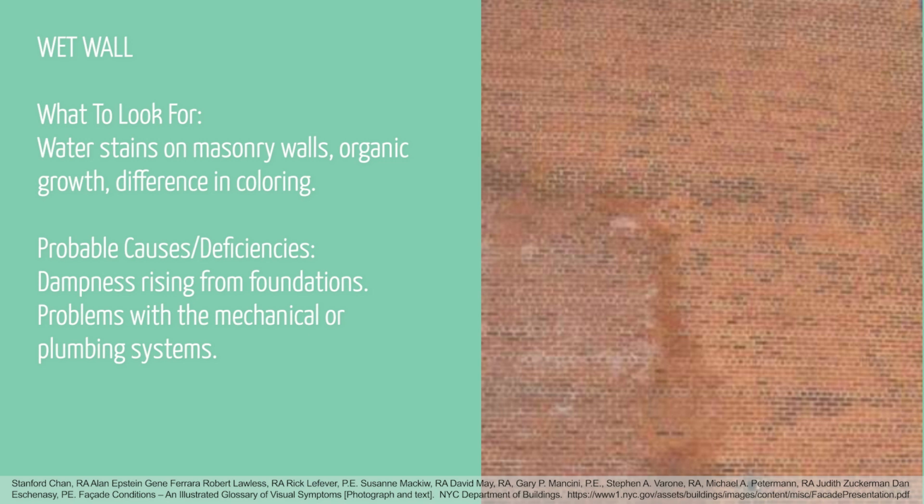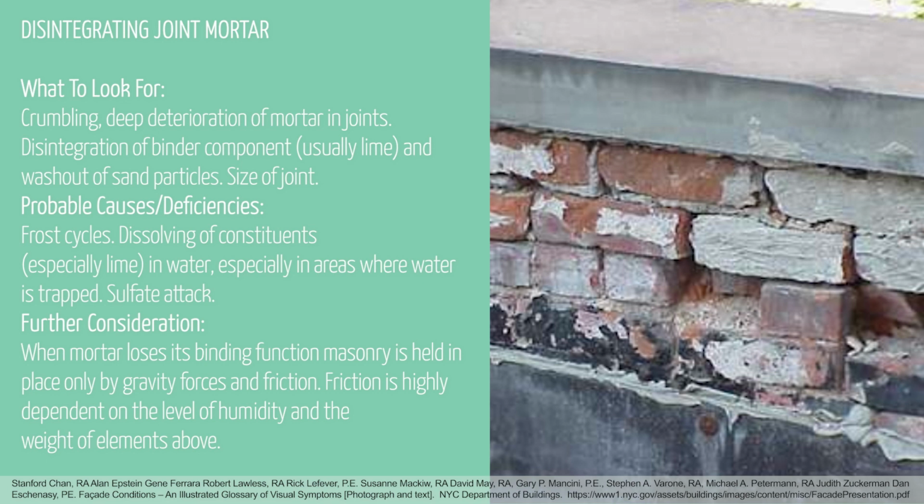This is a wet wall. However, it's not wet because it rained outside. The wetness is actually internal because of possible problems with the plumbing system. Here is an example of deterioration of mortar in the joints due to frost cycles. The frost cycle is something that you're going to see a lot of in these examples because that constant expanding and contracting is something that causes a lot of issues. This problem in this picture is especially alarming because the mortar is losing its binding function and the masonry is held in place only by gravity.